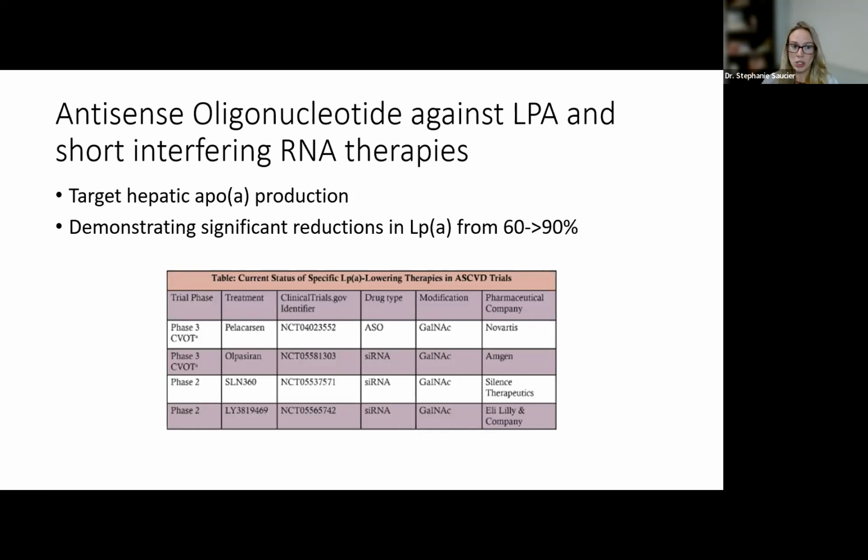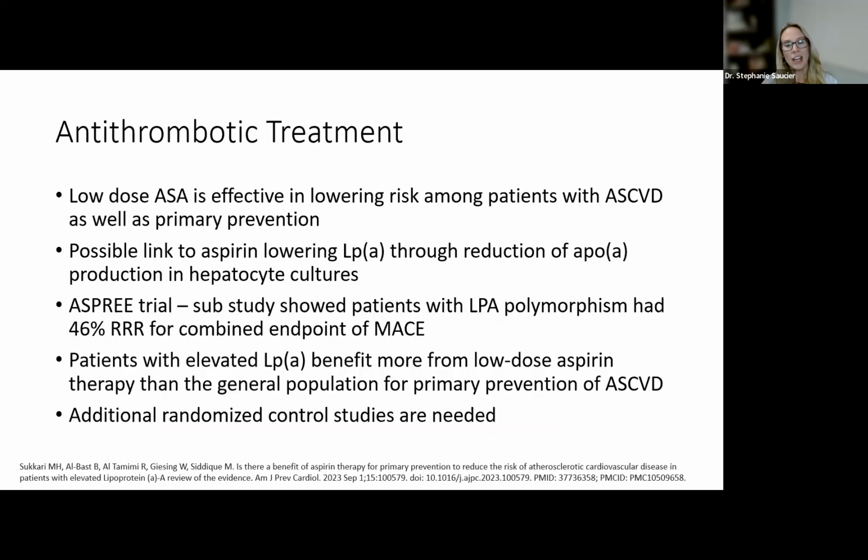There are also 2 additional drugs that are in phase 2 clinical trials currently. So there's hope for our patients who have a high Lp(a), and hopefully we're going to see some really positive effects from these phase 3 clinical trials. Another question that I get asked a lot, and something that we talk about with many of my patients, is what about antithrombotic treatment? What about primary prevention?